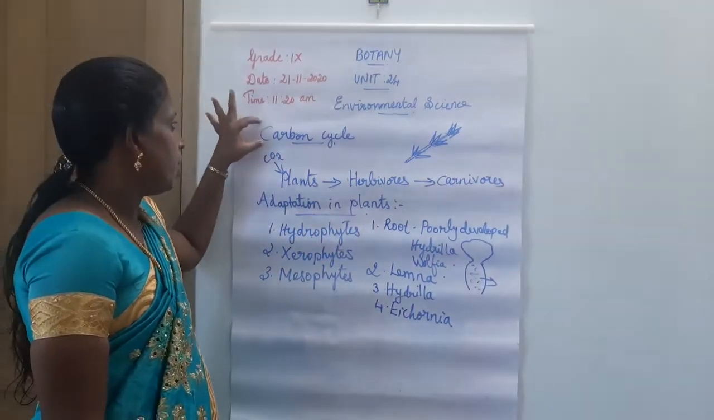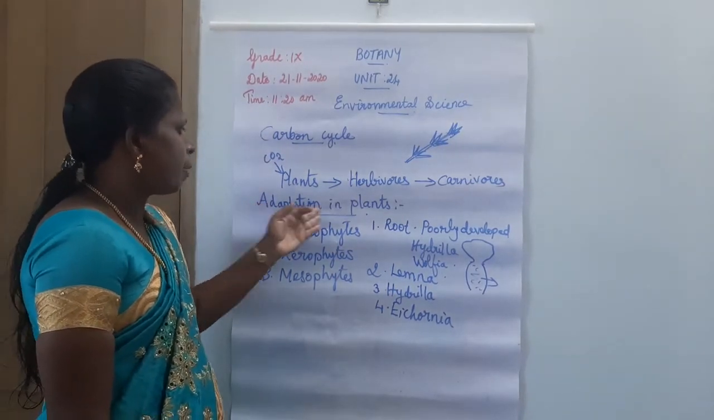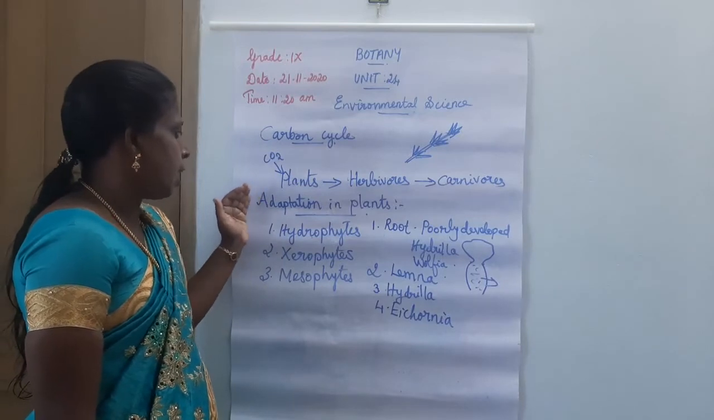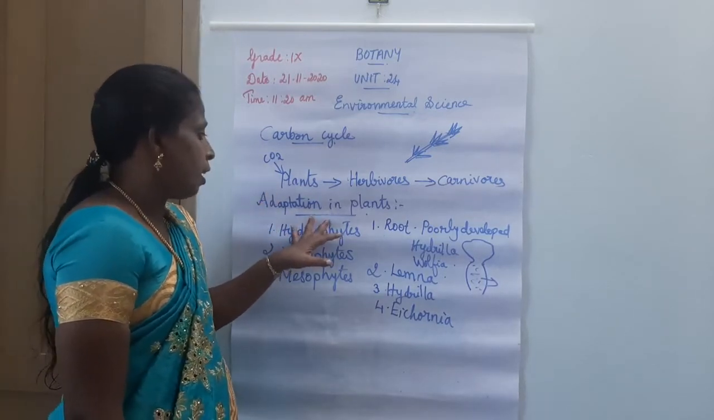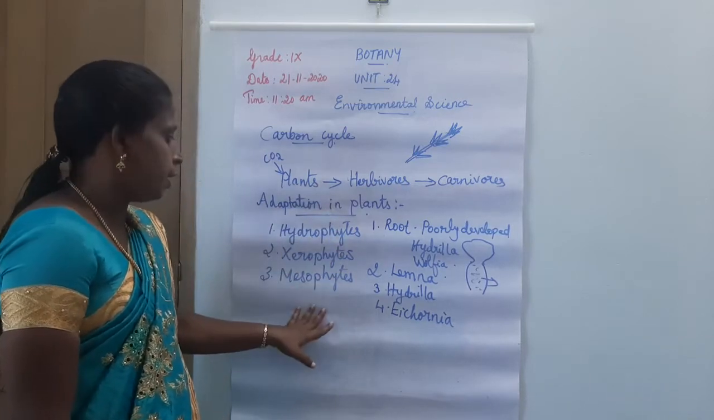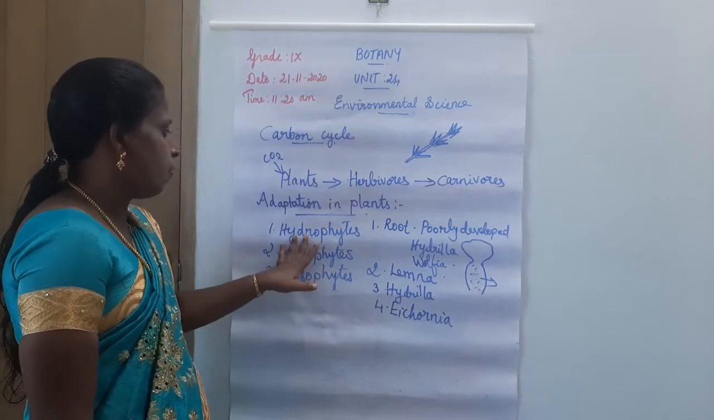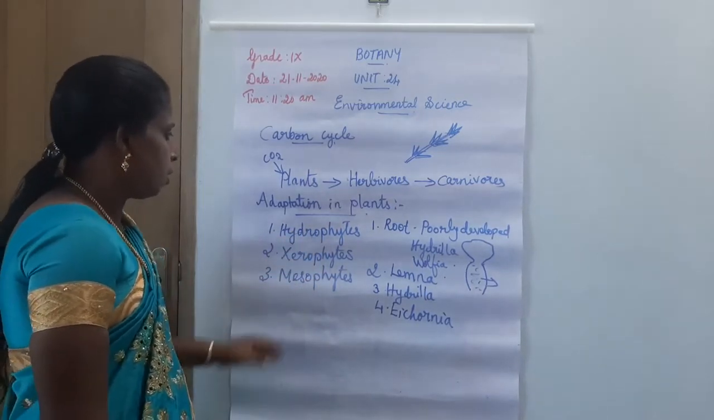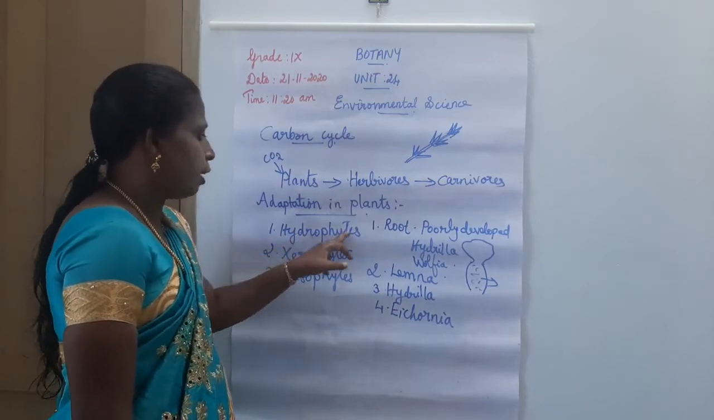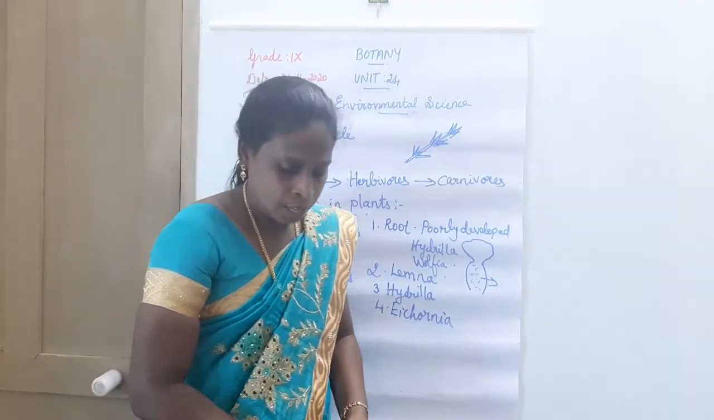So today we have learned about the carbon cycle and adaptation in plants. In adaptation, on the basis of water availability, the plants are classified into three types. They are hydrophytes, xerophytes and mesophytes. Today we learned about hydrophytes. Next class we can learn about xerophytes and mesophytes.